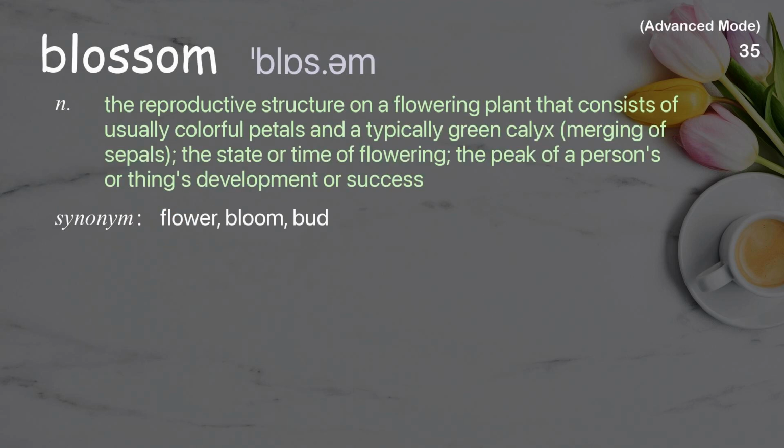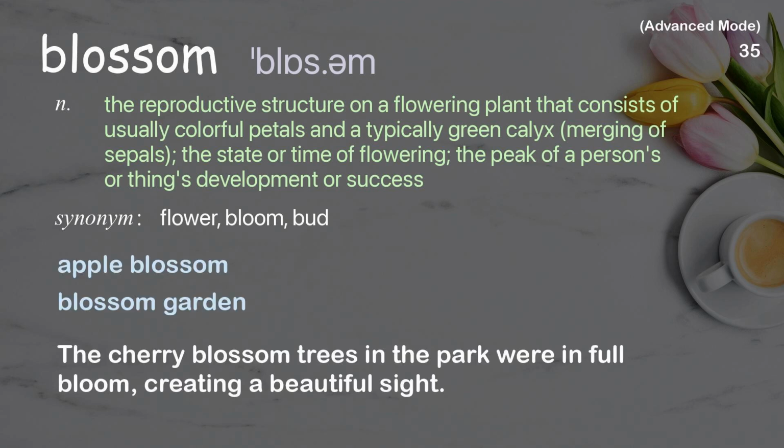Blossom. The reproductive structure on a flowering plant that consists of usually colorful petals and a typically green calyx, merging of sepals; the state or time of flowering; the peak of a person's or thing's development or success. Examples: Apple blossom. Blossom garden. The cherry blossom trees in the park were in full bloom, creating a beautiful sight.